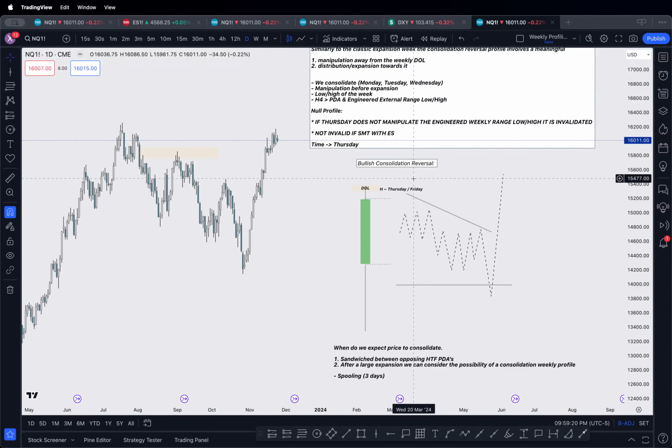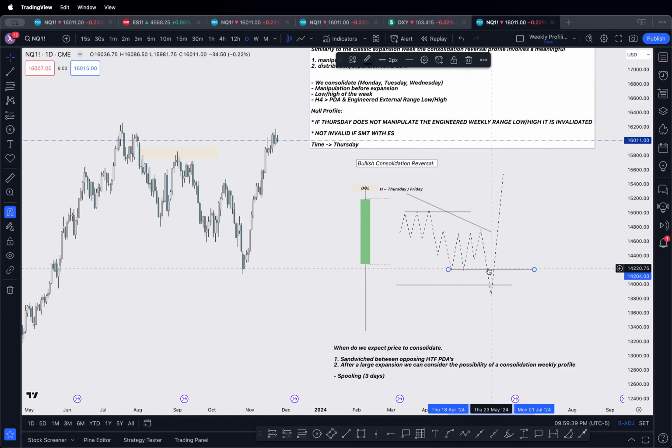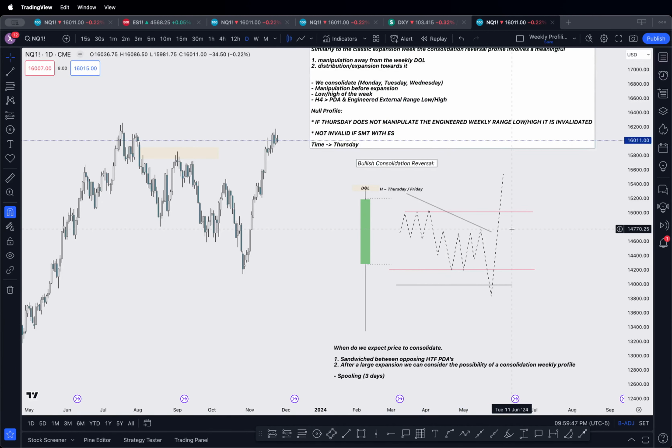So he did say, consider SMT with ES as a much stronger confluence than with Dow. Because if we don't manipulate on Thursday, the engineered, right? So again, looking at this is our engineered high, and this is our engineered low. If we don't manipulate that range, what are we trading? What profile are we trading then?